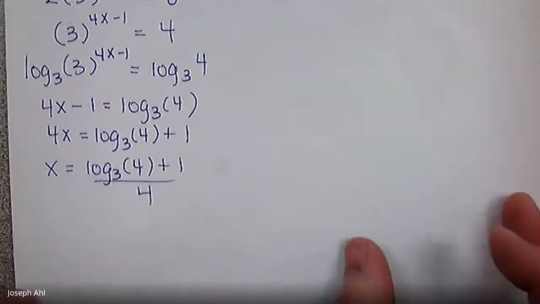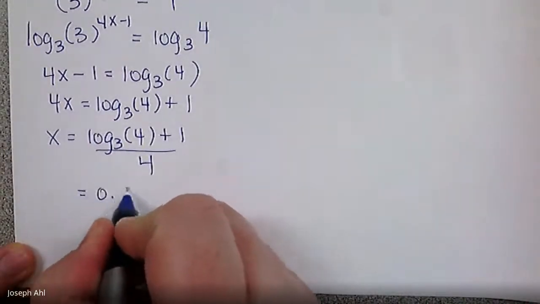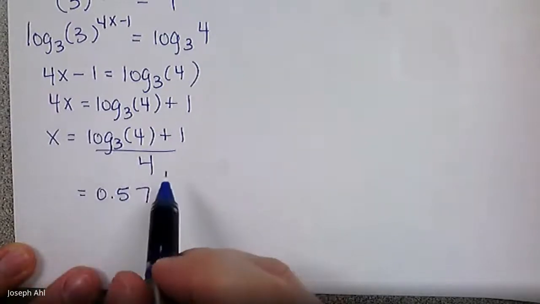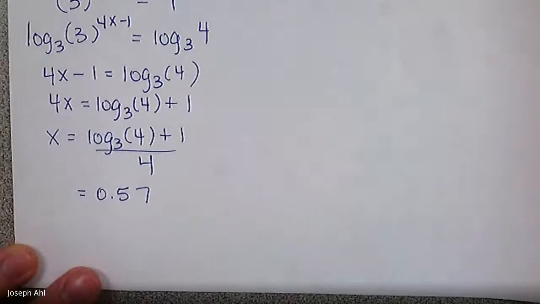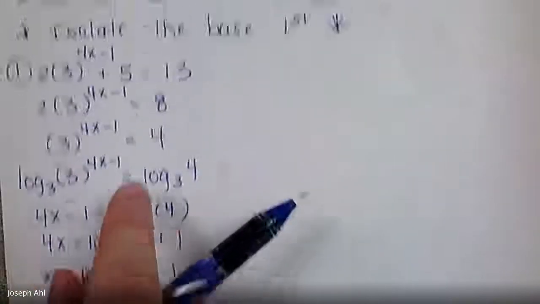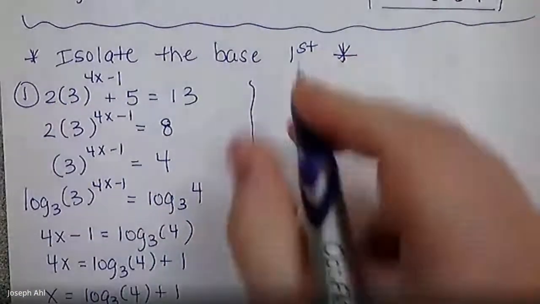So you guys can get practice typing this into the calculator. If you're curious, this answer is 0.57. Okay, but otherwise, if I said leave your answer as an exact answer, I would have stopped here anyway. So hopefully you can appreciate that this really isn't that many more steps. You just have a couple quick steps to isolate that base 3. All right, let's try another one like that.